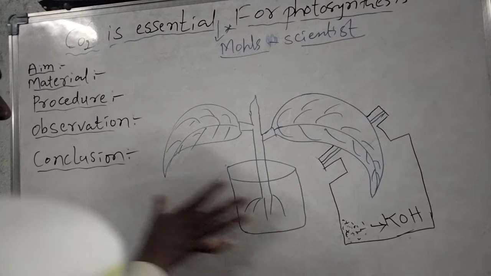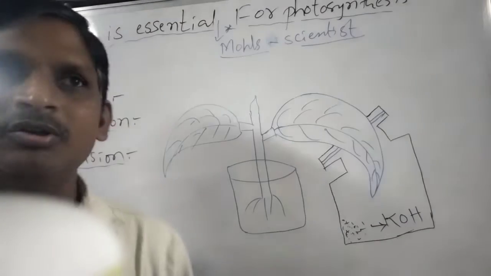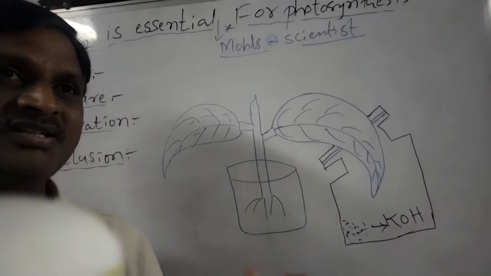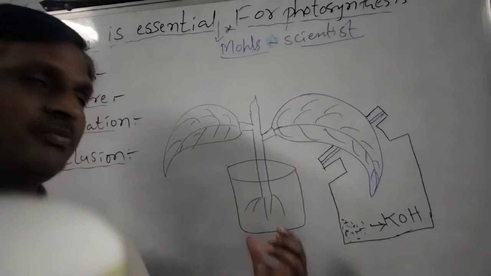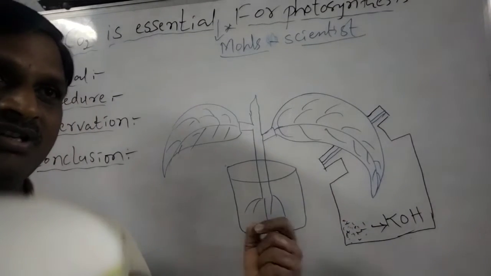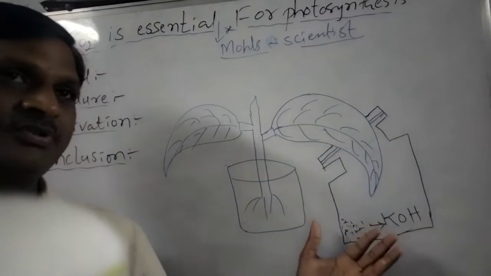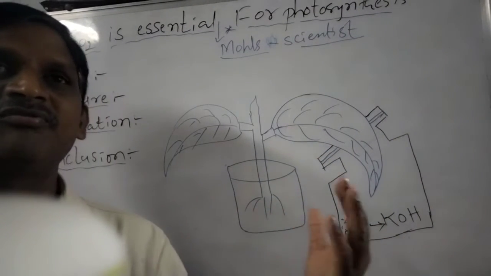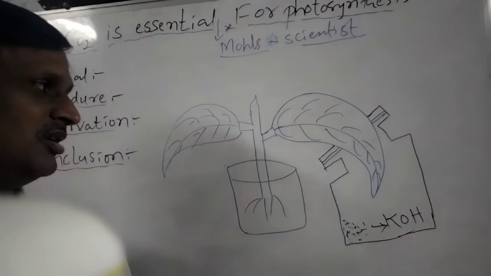So before the experiment, first we have to select one healthy potted plant. Then that healthy potted plant should be kept in the dark room to free it from starch, so that the plant is de-starched. Before the experiment, the plant selected for this experiment has to be de-starched. For this purpose, we have to keep this plant in the dark room for a few days, suppose 3 to 4 days according to our textbooks, right?